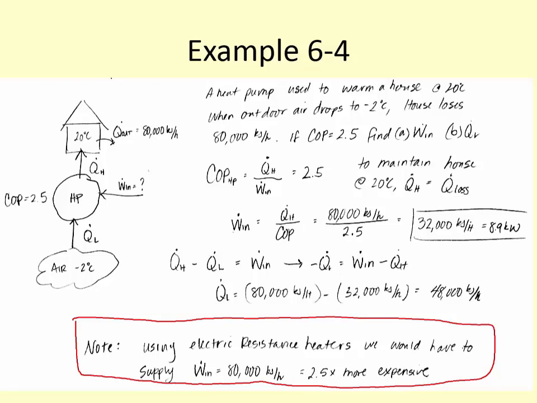Okay, so this brings up an interesting thought. W dot in is 32,000, and our Q sub L is 48,000. So we're actually getting more heat from the outside environment than the heat we could have received if we just converted this using an electric resistance heater. We're getting 48,000, whereas if we just plugged in one of those space heaters or baseboard heaters, we'd just get 32,000. So even an electric heater that's 100% efficient is less cost effective than using a heat pump.